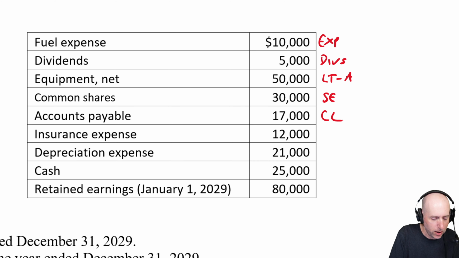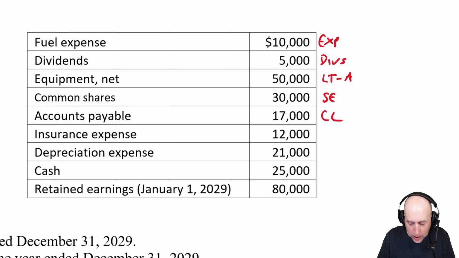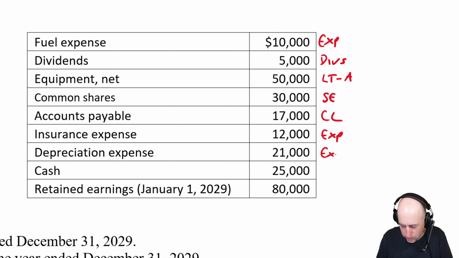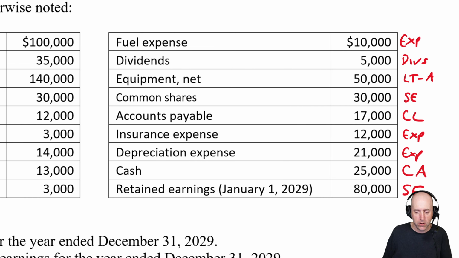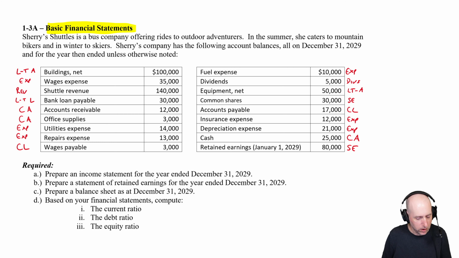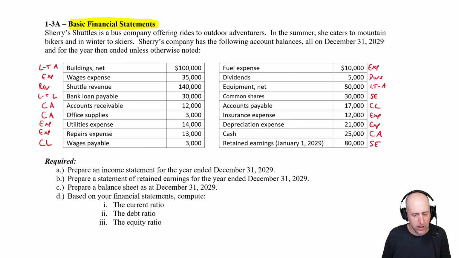In terms of equity, common shares and retained earnings are two equity accounts. Again, accounts payable, current liability. Insurance expense is an expense. Depreciation expense is an expense. Cash is a current asset, the most current of current assets. And retained earnings is a shareholder's equity account. And at that point, we have classified all of our accounts. So part A says, good job classifying those accounts. Please make an income statement.